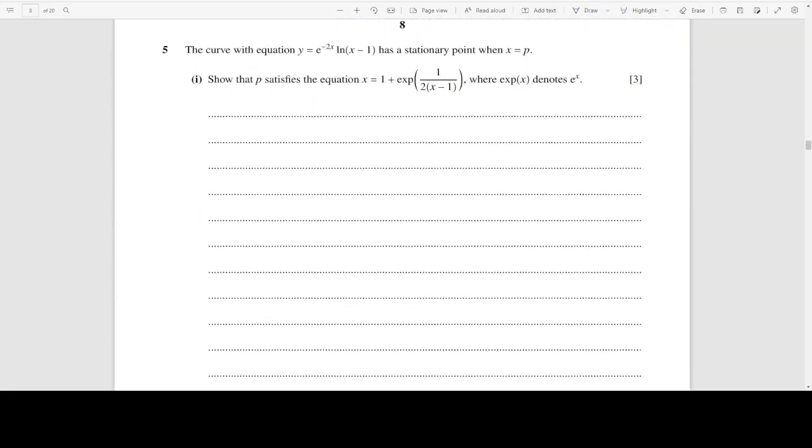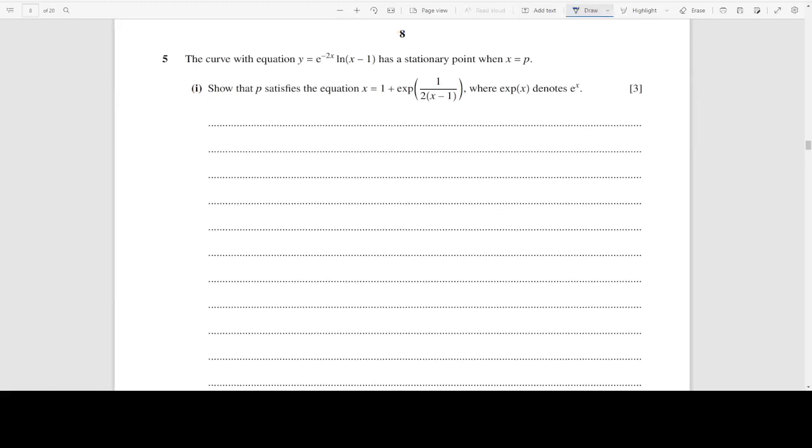Moving on, a curve with equation has a stationary point when x equals p. So at a stationary point dy/dx is 0. There's just a lot of calculus in this paper, but I just randomly selected it from that picker wheel. Show that p satisfies this equation.